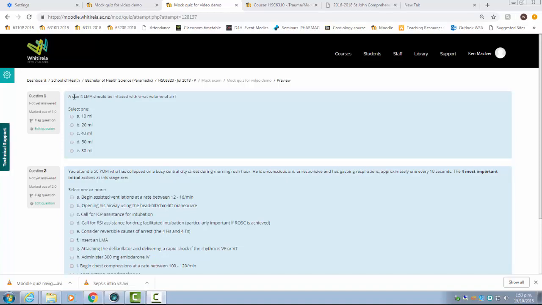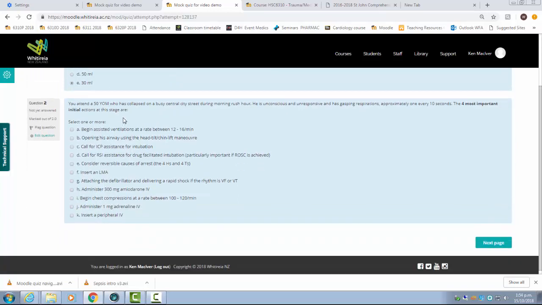So I'm looking at the first question. This is just a straight out recall question. A size 4 LMA should be inflated with what volume of air? And from memory it's 30 mils of air. So I just click the 30 mils from all those selections and I move on, and I can see that's marked out of 1. The second question is a scenario question marked out of 2, so I get a bit more for answering this. It's worth spending more time on it.